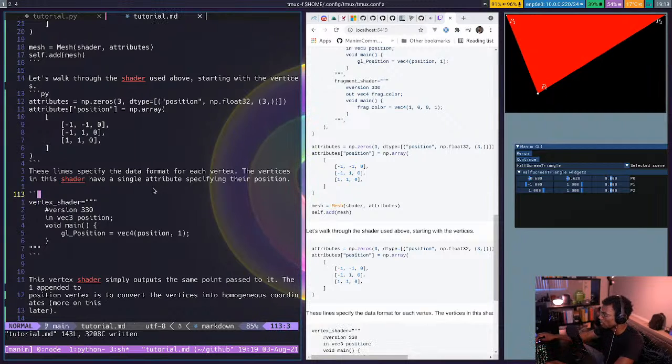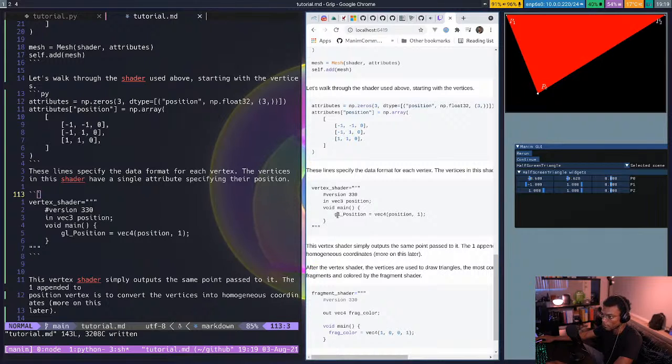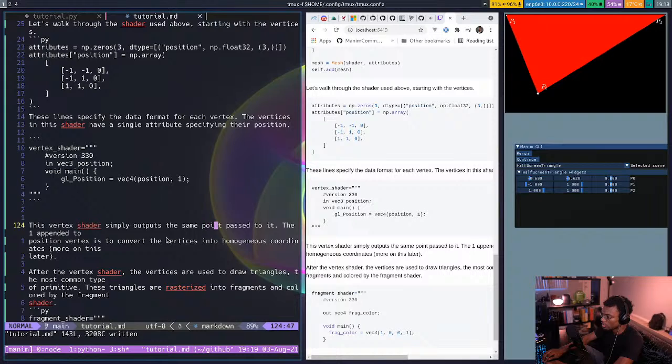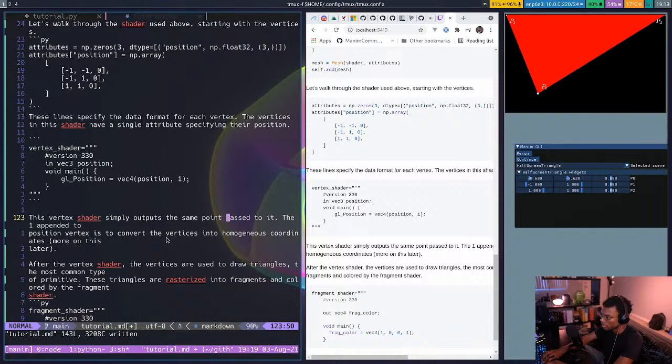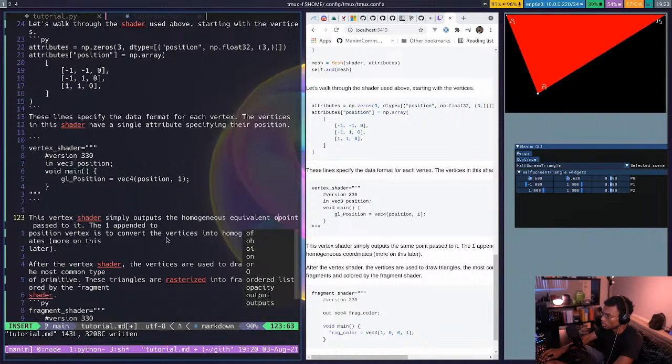This is really Python. Great. This vertex shader simply outputs the same point passed to it. So this isn't the same point anymore. It outputs the homogeneous equivalent of the point that was passed to it.